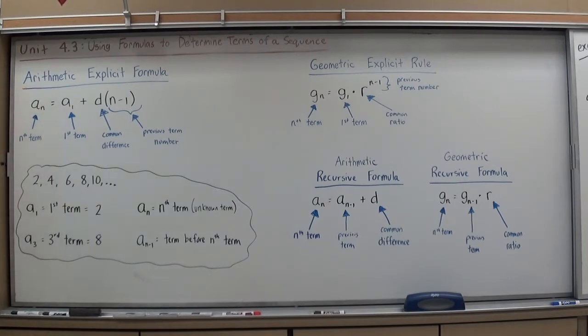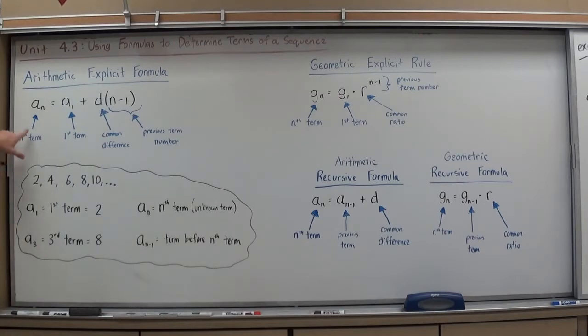The first one is our arithmetic explicit formula. Now this will look very overwhelming at first. There's a lot going on here. It looks like a really complicated equation. It's actually simpler than it looks as long as you take the time right now to learn the language. So our formula is a sub n equals a sub 1 plus d times parentheses n minus 1.